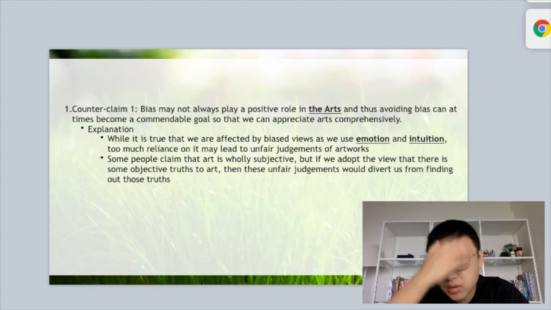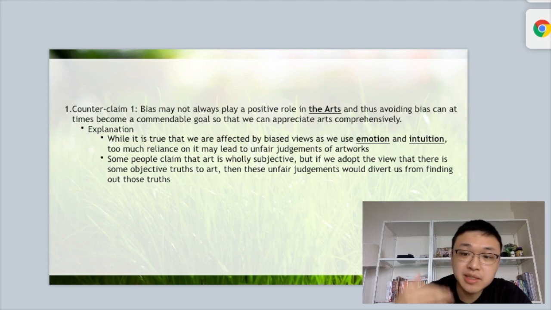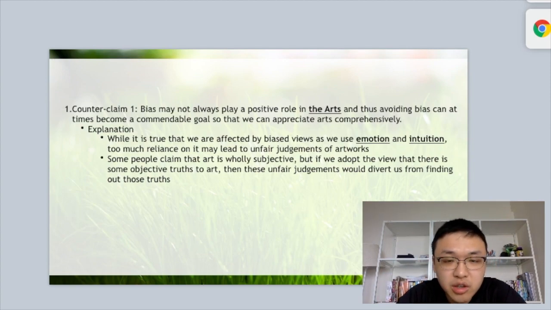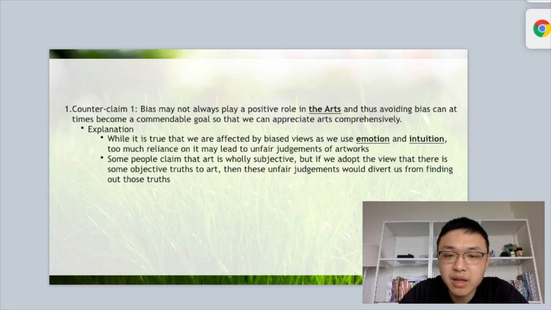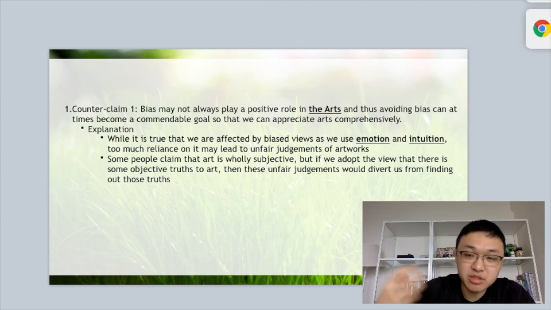Okay, then we go on to our counterclaim, right? So the counterclaim is basically the opposite argument. Here we're trying to argue that bias may not always play a part, because in the claim we're saying that in arts bias is good, right? Bias is what we need. But here we're saying bias may not always play a positive role, and avoiding bias can at times become a commendable goal, so we can appreciate arts comprehensively. Not having bias at times can help us to appreciate art.